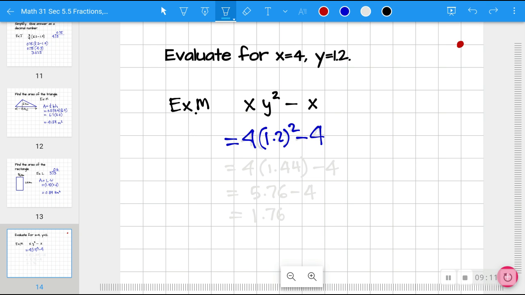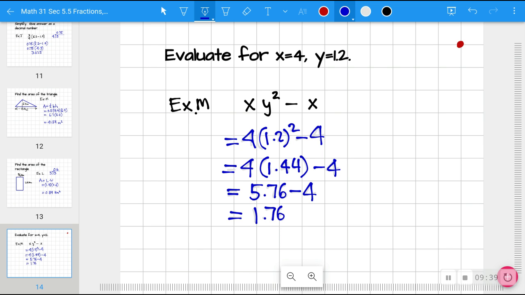The highest priority is to do the squaring, so you're going to go 1.2 times 1.2. You should have a key on your calculator for squaring things, if you prefer to do it with that key. Next is the multiplication, so 4 times 144. And last of all, you subtract.